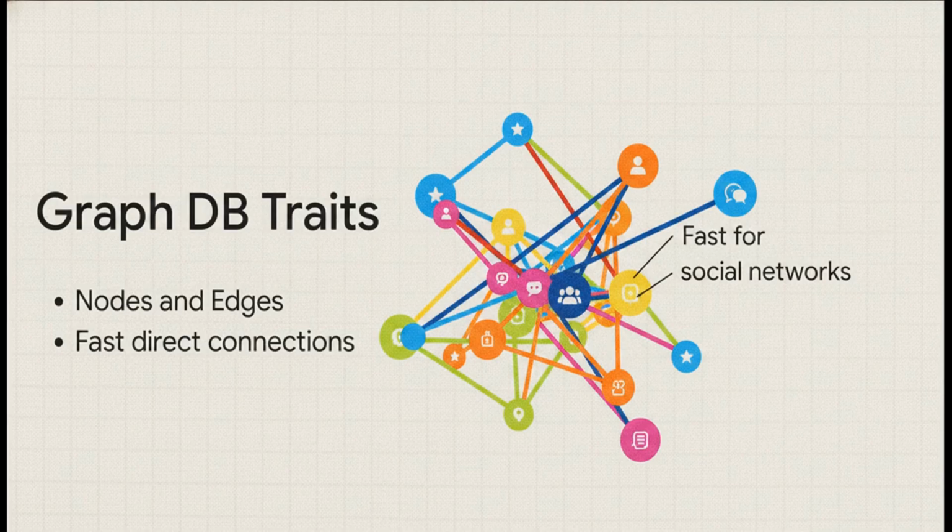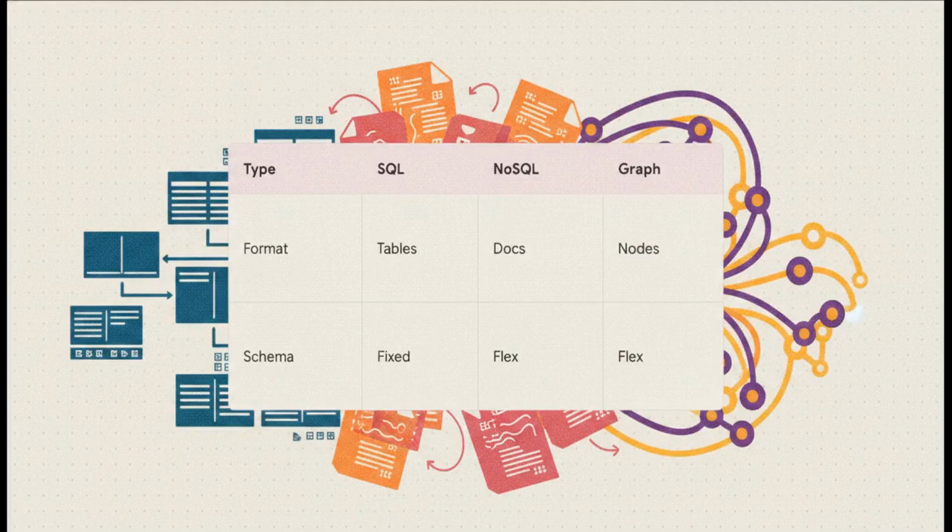For example, using an engine like Neo4j and its Cypher language, this setup is absolutely perfect for building complex social networks or recommendation engines. Okay, let's consolidate all of this into the ultimate study cheat sheet.